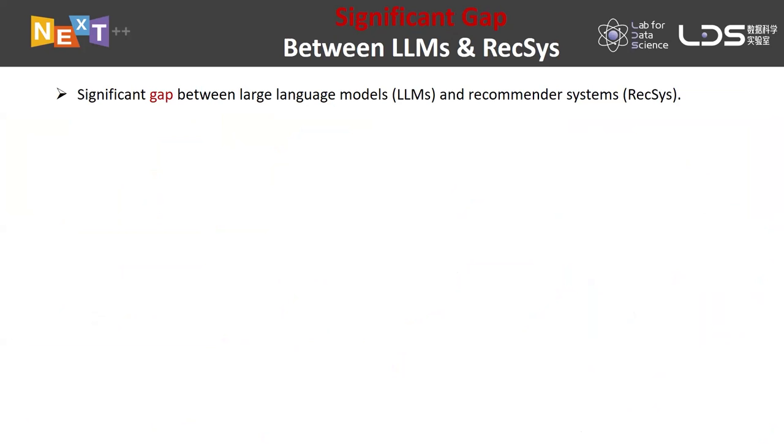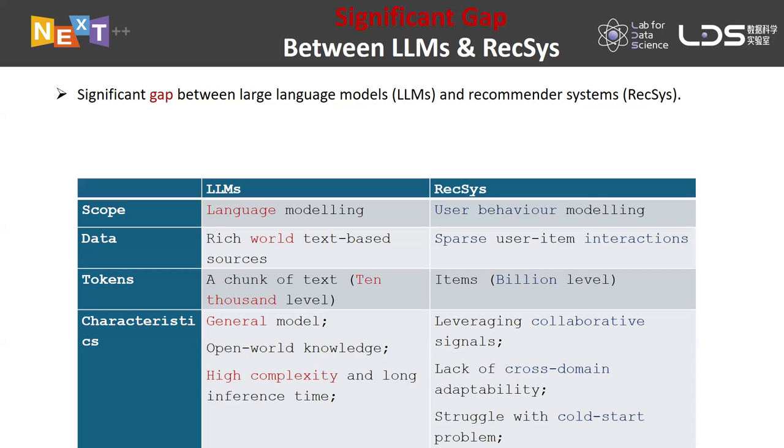And then I'd like to highlight the significant gap between the large language model agent and the recommendation systems. As we all know, the LLM at its core does language modeling based on rich text-based sources. The traditional recommender systems just focus on user behavior sequences, or user behavior modeling, and learn user behavior knowledge from sparse user-item interactions or item sequences. About the modeling part, the LLM works with a chunk of text, like 10,000-level things. But the recommender usually deals with millions or billions of items or information.